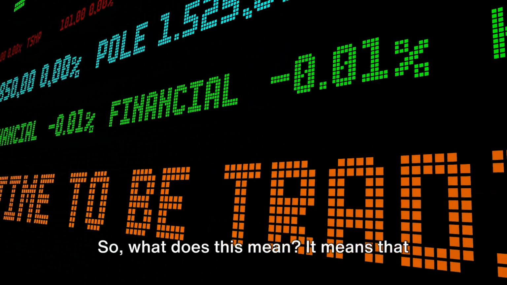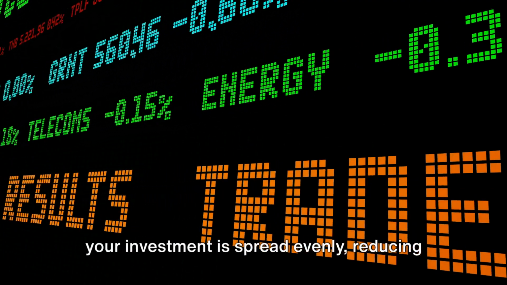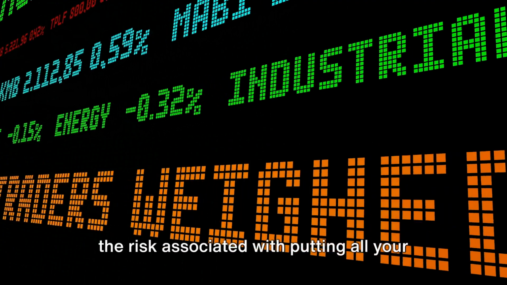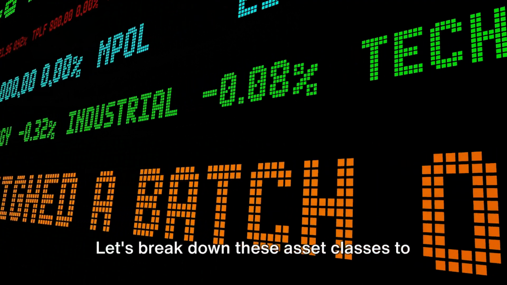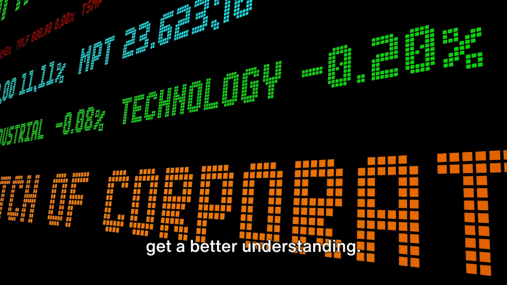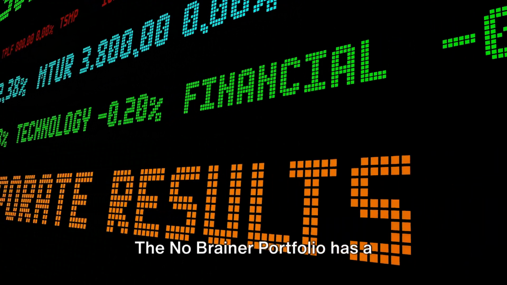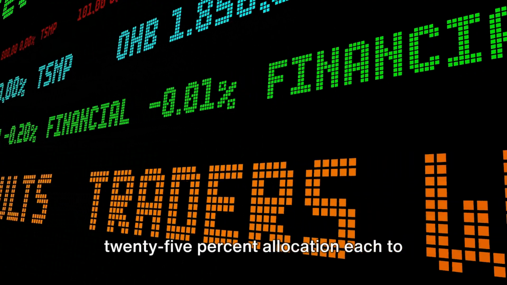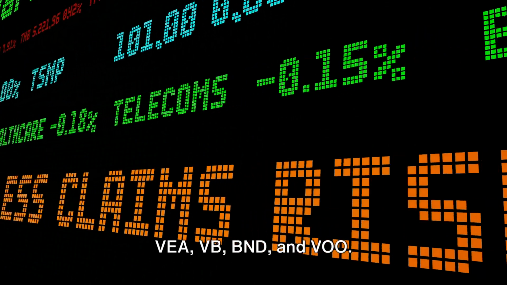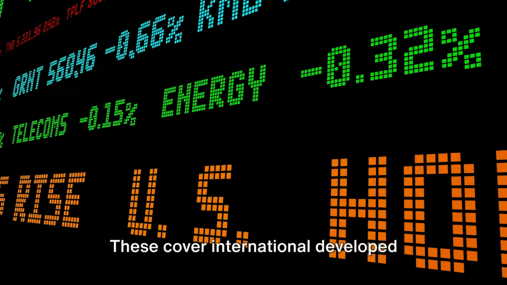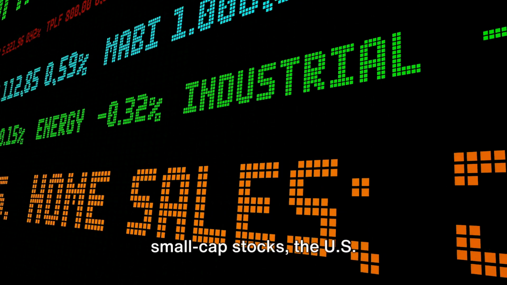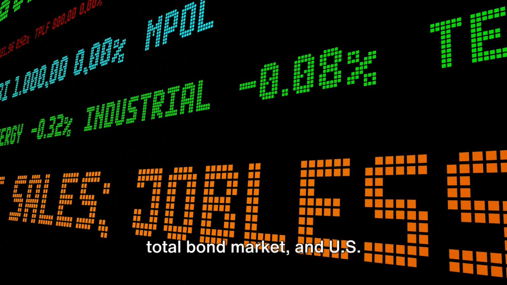So what does this mean? It means that your investment is spread evenly, reducing the risk associated with putting all your eggs in one basket. Let's break down these asset classes to get a better understanding. The no-brainer portfolio has a 25% allocation each to VEA, VB, BND, and VOO. These cover international developed markets, U.S. small-cap stocks, the U.S. total bond market, and U.S. large-cap stocks.